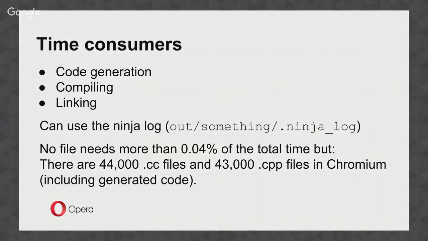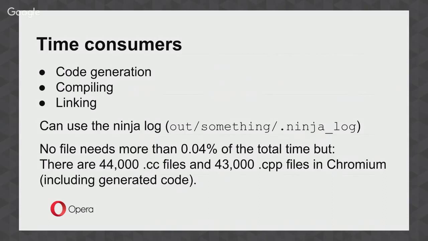So looking at it in more detail, what is it that happens during a build? We have 3 distinct phases or classes of time consumers. It takes time to generate source code, and in Chromium, you generate lots of source code. It takes time to compile the source code into object files, and it takes time to combine those object files into final binaries. In a full build, the compilation step is by far the biggest step. If you do incremental builds, other steps might be more expensive. But in a full build, it's almost all compilation.